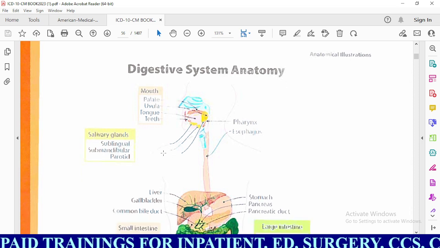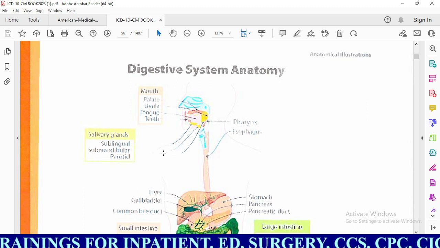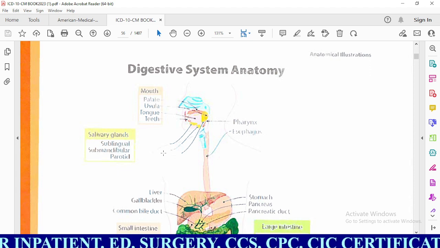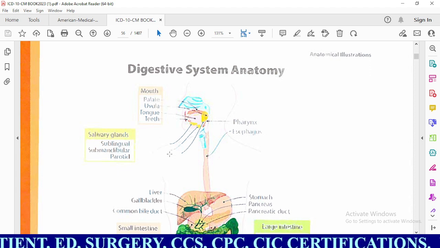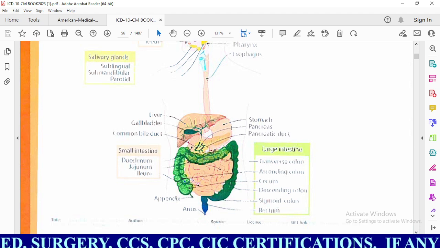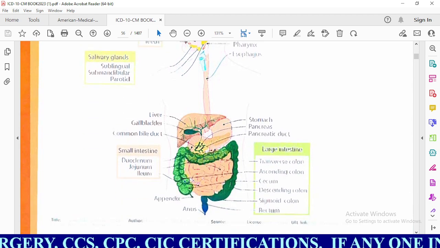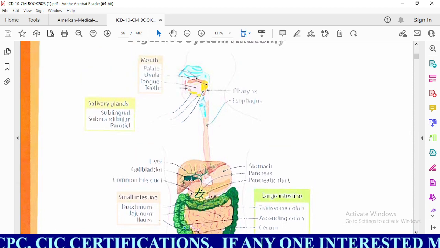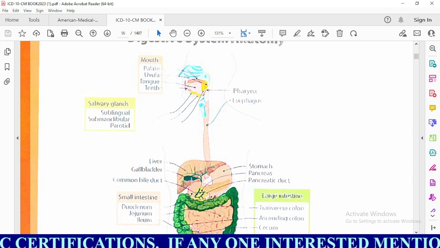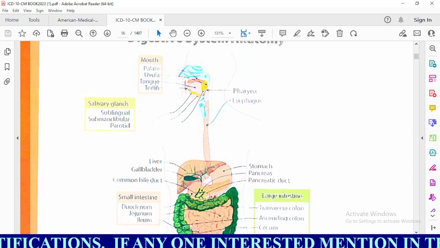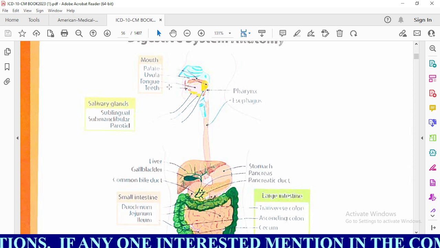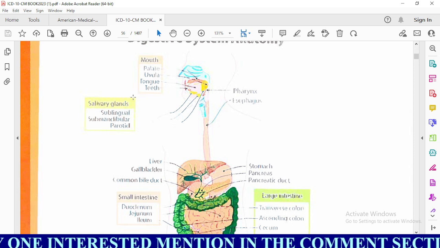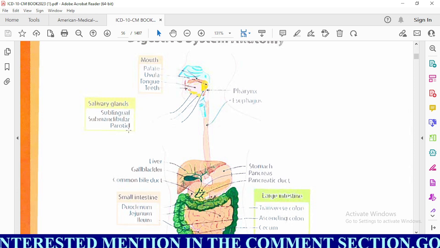So whatever the system, in order to code properly, we need to know the anatomy first. If you take digestive system anatomy, it starts with the mouth and ends with the anus. Between the mouth and anus, we have different body parts which are very essential in order to code digestive system CPT coding. Here, these are all parts of the mouth. Mouth includes palate, uvula, tongue, teeth. And also after mouth, we have salivary glands: sublingual, submandibular, parotid.